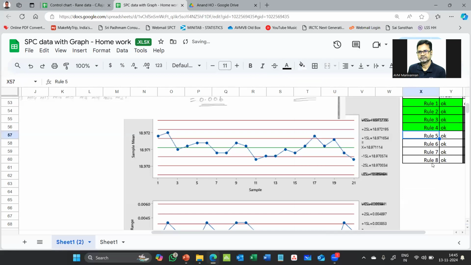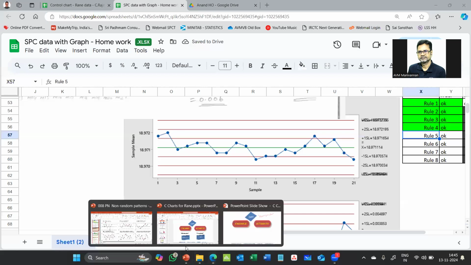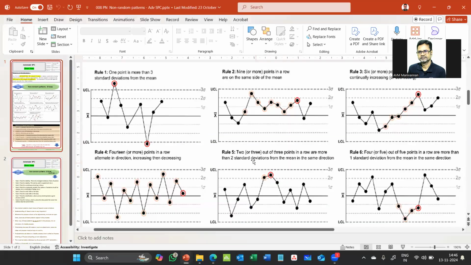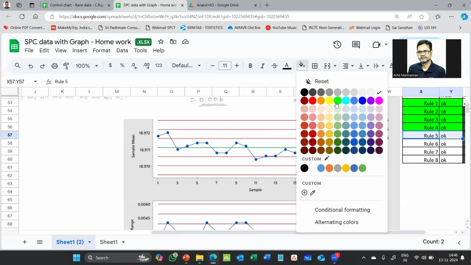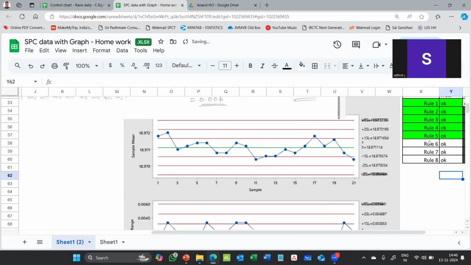What is rule number 5, Raja? Two out of three points more than two standard deviations from the center. Should not cross even two standard deviations. Okay. Not three standard deviations, okay, three standard deviations. So here, rule number 5 is also satisfactory. So far, okay? What is rule number 6, Raja?